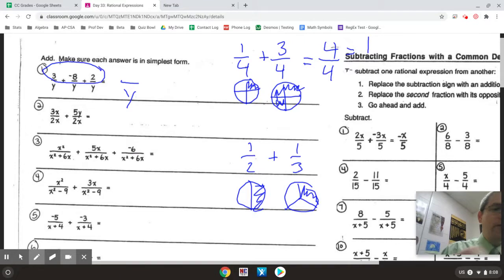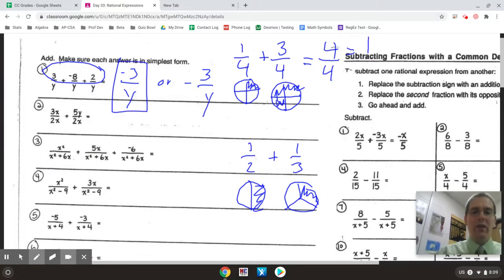So I have 3 minus 8 is -5, plus 2 is -3. So I have -3 over y. Sometimes you'll see somebody put the negative in front of the fraction. I prefer this way because sometimes the negative gets stuck with that fraction bar and kind of disappears on you. But they do mean the same thing, and you might see it printed in either way.